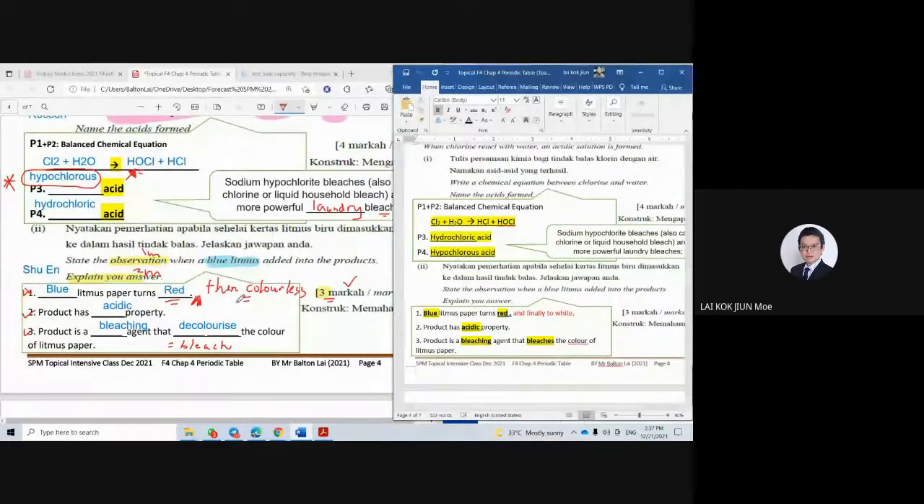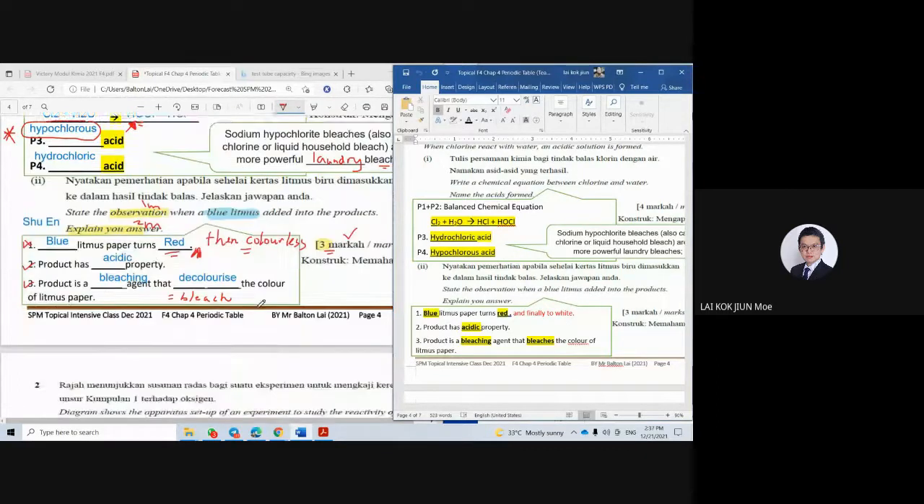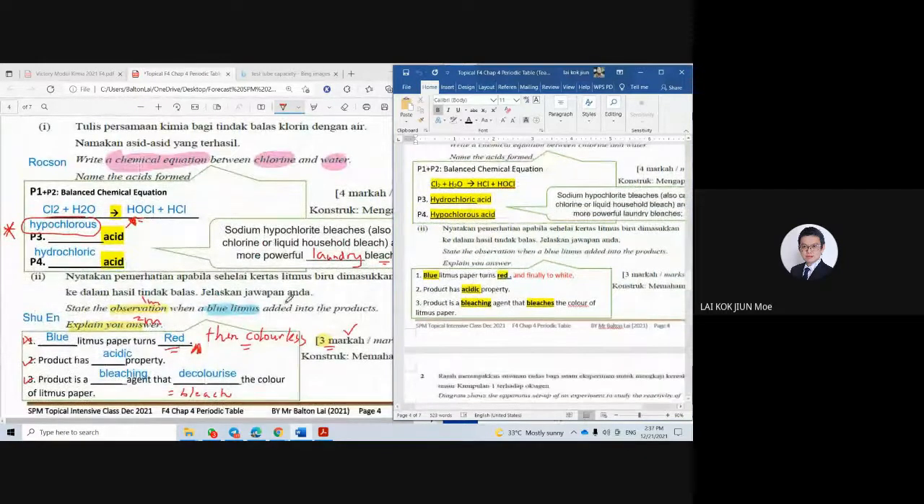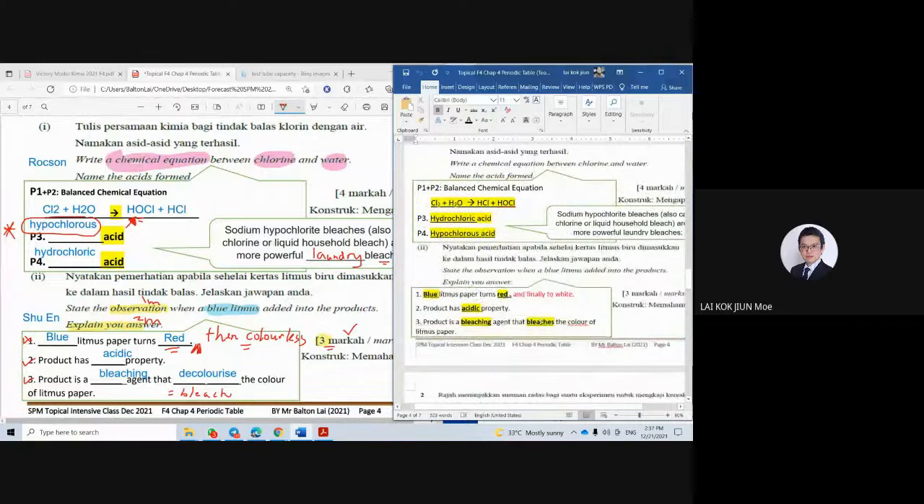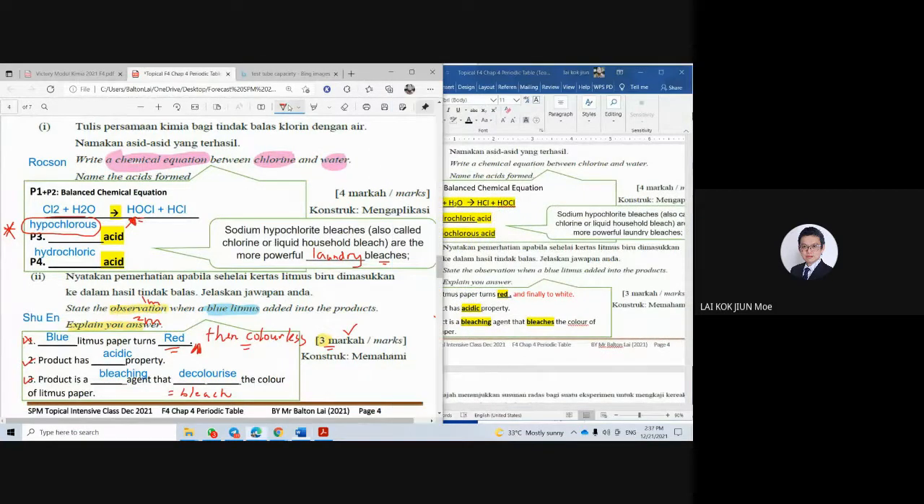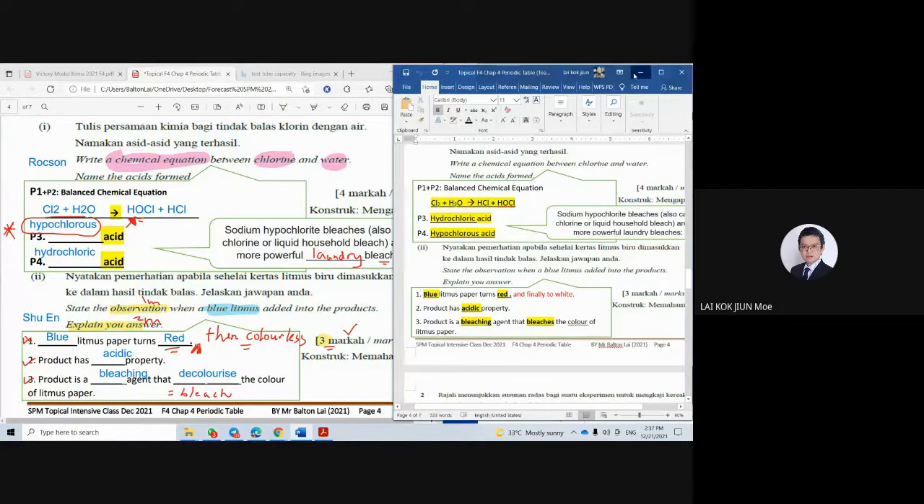Finally to white. And then colorless. Colorless or to white also can. We can accept both of these. Okay, no problem already. Bleach, bleach also can, you see. We use bleach also. Doris, you see the scheme also has bleach. This is my scheme. Okay.